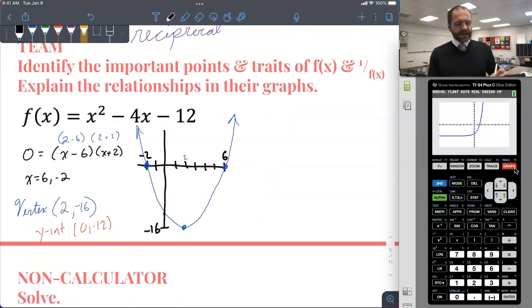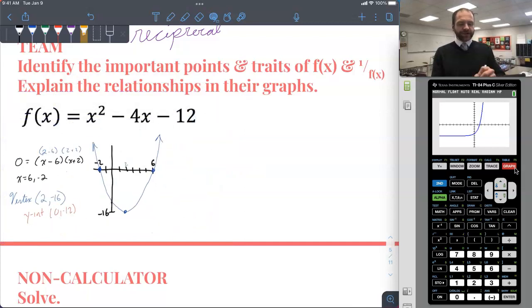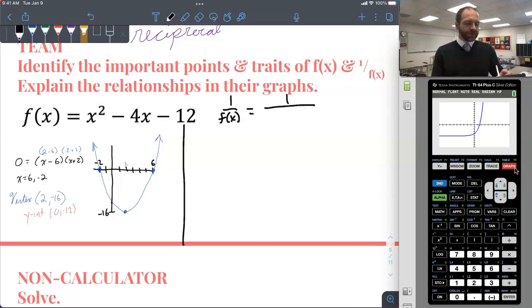Well, let me write down what we have. And I'll shrink this down. I'm going to increase that graph again because we're going to need it. But if I look at the reciprocal, 1 over f of x, I'm going to do it in factored form. 1 over (x minus 6)(x plus 2). So hold on. That's a rational function now.